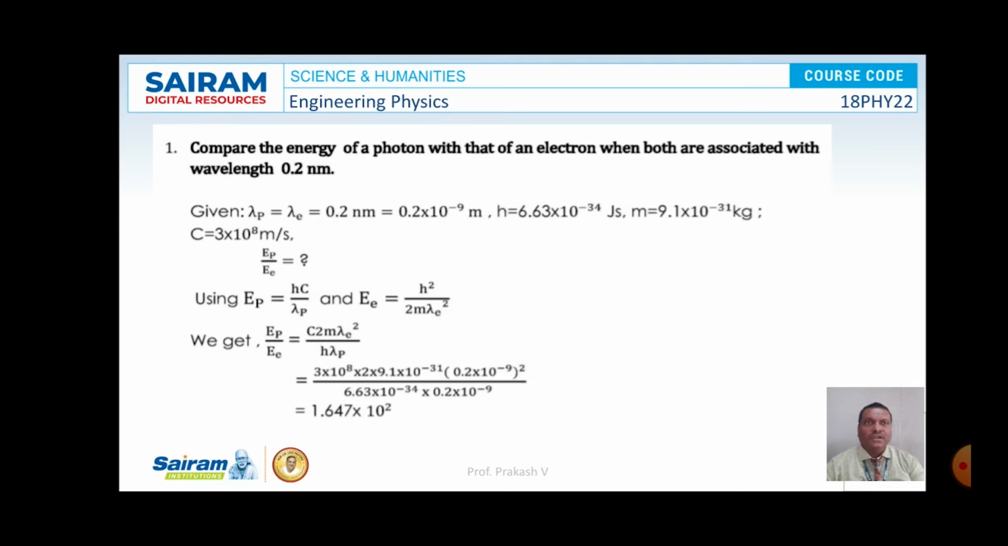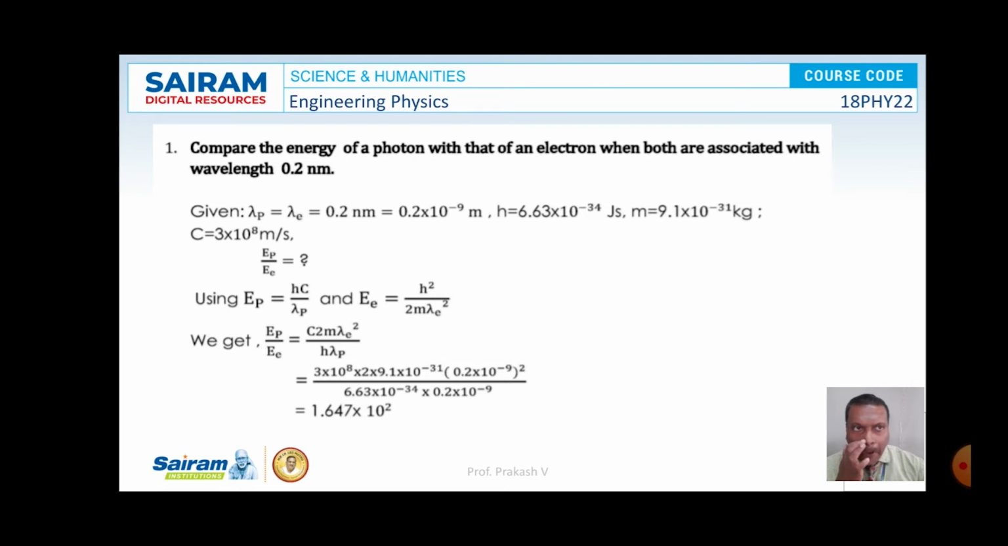So that is the comparison between EP and EE. Lambda p is equal to lambda e, that is taken as 0.2 nanometer, and by taking the value of h, m and c, the constants given, EP by EE is written as c into 2m lambda e whole square by h lambda p. Then on substituting all the parameters, the value of EP by EE is equal to 1.647 into 10 to the power of 2. So this is the solution for the given problem.